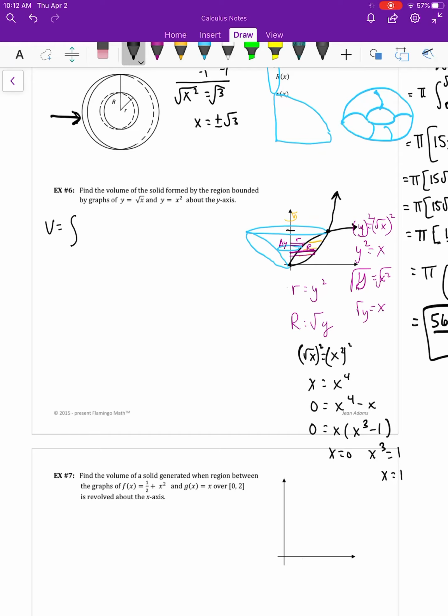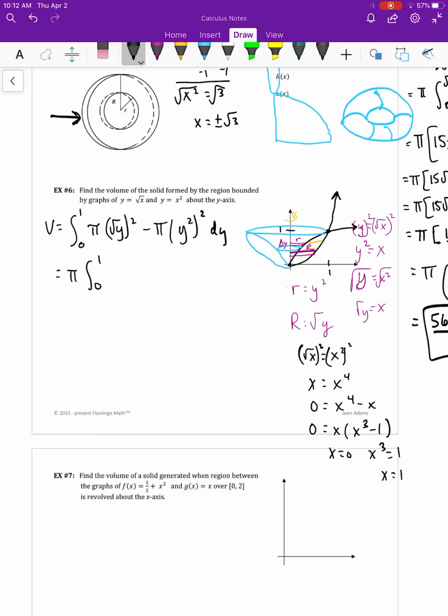And I see that they intersect at x equals 0 and x equals 1. Well, that's down here. So I have to put it back into the function to find out what the y is, and I see that the y is also 1. So I will be integrating on the y from 0 to 1. And it's going to be pi big R squared, which we said was the square root of y, minus pi little r squared, y squared, squared, dy.